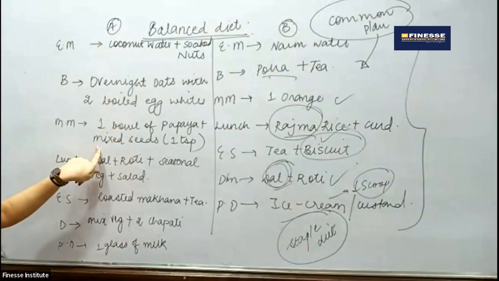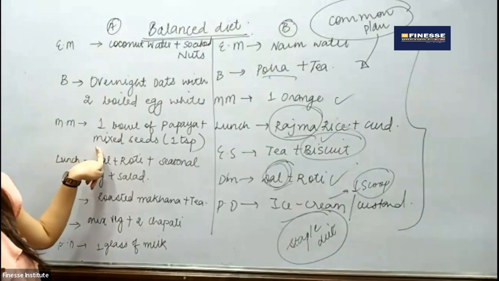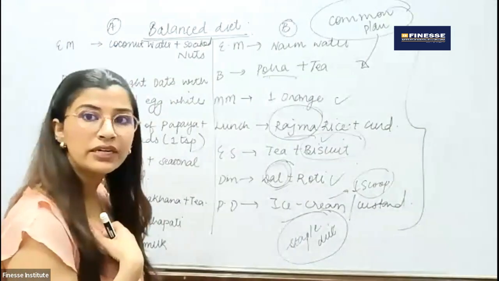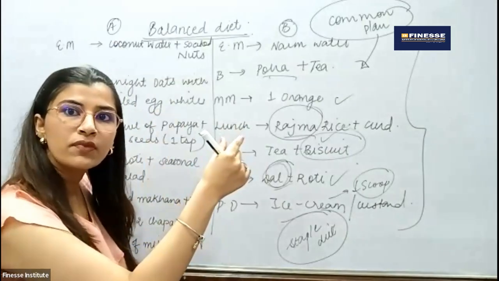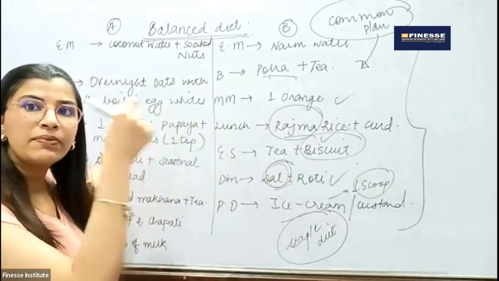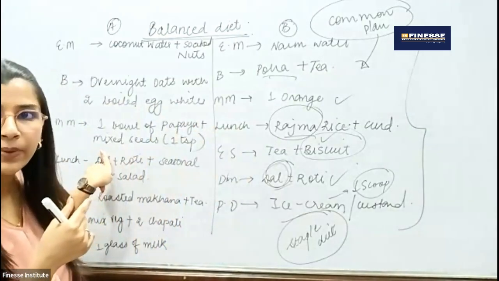Okay, then we have 1 bowl of papaya with mixed seeds. Now papaya is rich in vitamin A, which is a fat soluble vitamin. So if we are adding mixed seeds with it, so that mixed seeds are also rich in essential fatty acids. So they will help in the absorption of the vitamin A from the papaya.